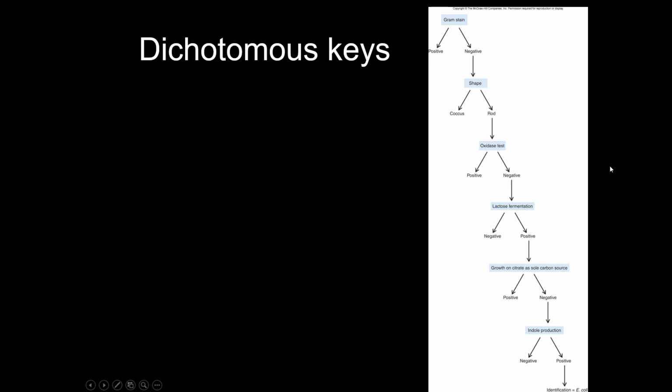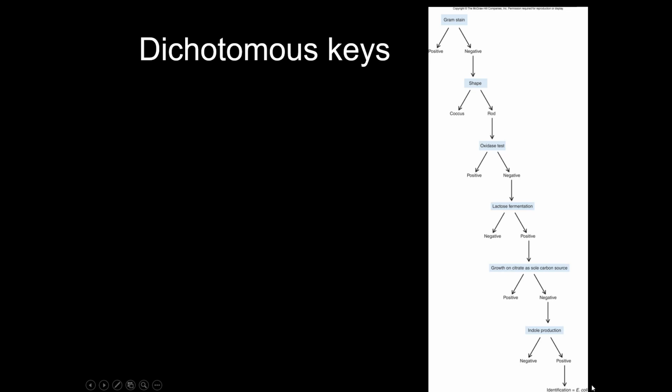So when you do your unknown, the first thing that you're supposed to do is gram stain. And if it's positive, you would go this direction, and there's a bunch of other questions off over here. But if it's negative, you take this branch. From there, you look at what shape it was. If it's coccus shaped, there'd be questions off over there. But if it was rod shaped, next thing you would do is come down and do the oxidase test.